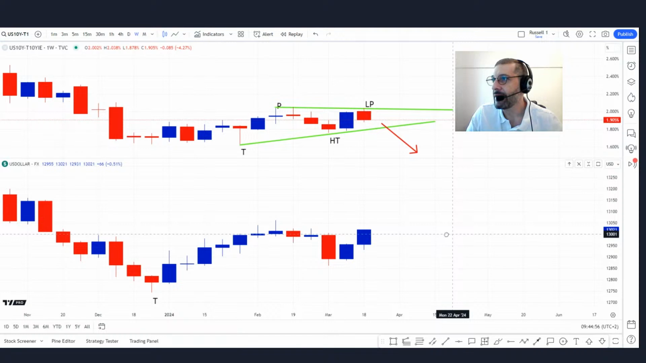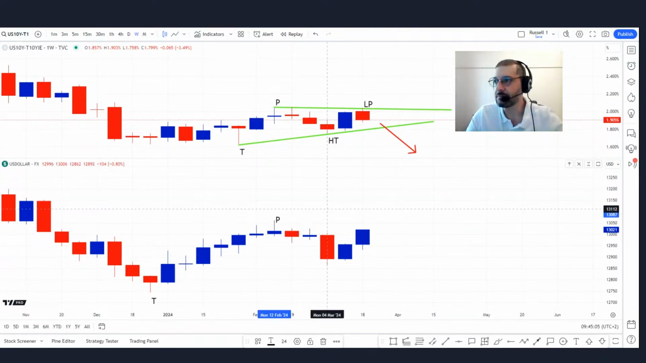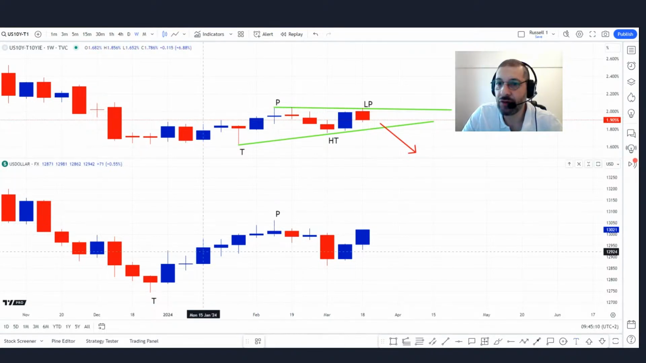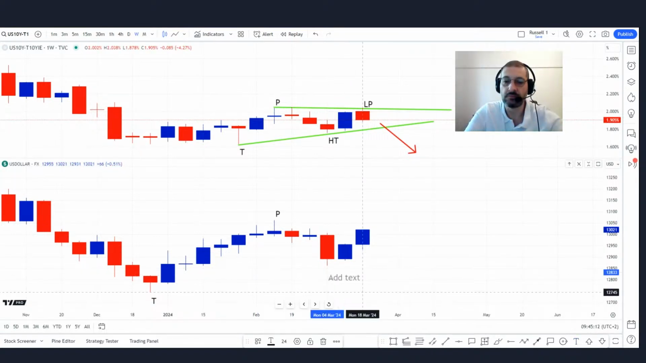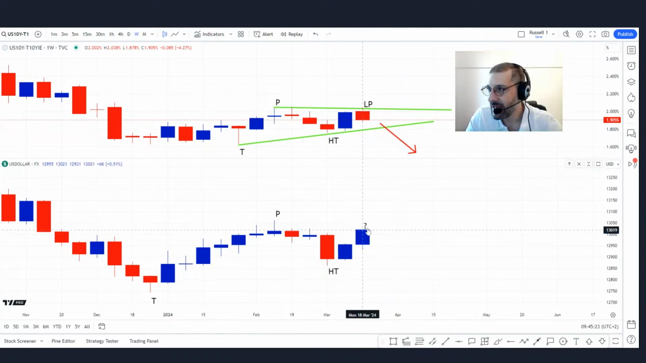So we've got reference trough, reference peak. Okay, now higher trough. And the question is now, what's happening with this leg over here? Put a question mark. Again, is it going to be a higher peak or a lower peak?